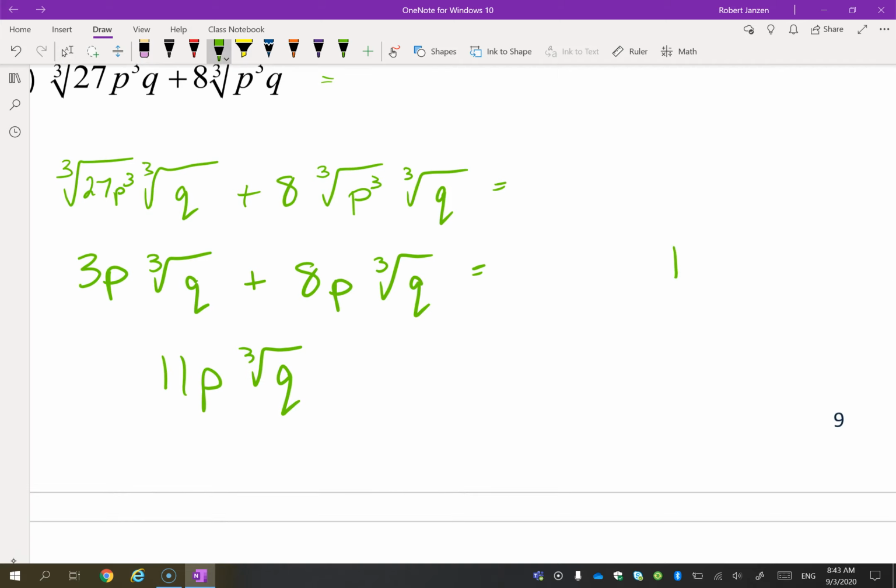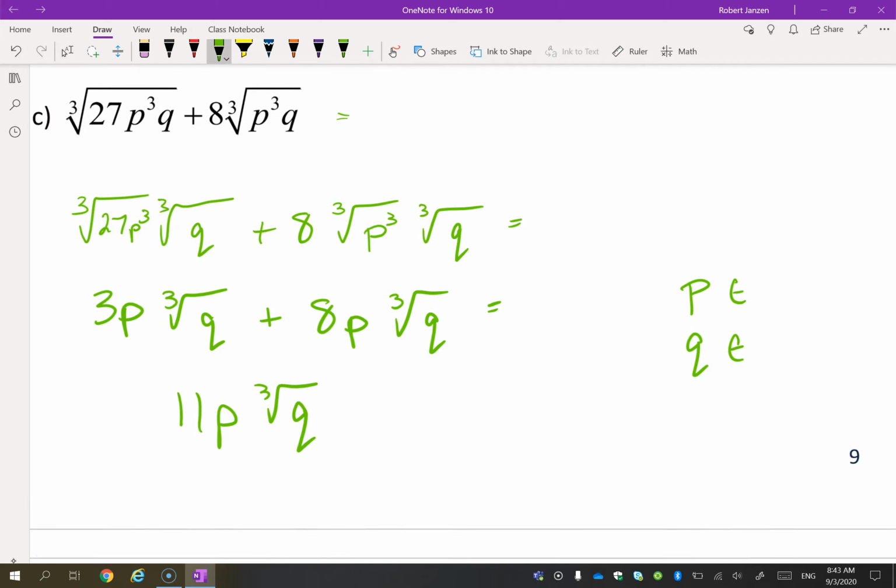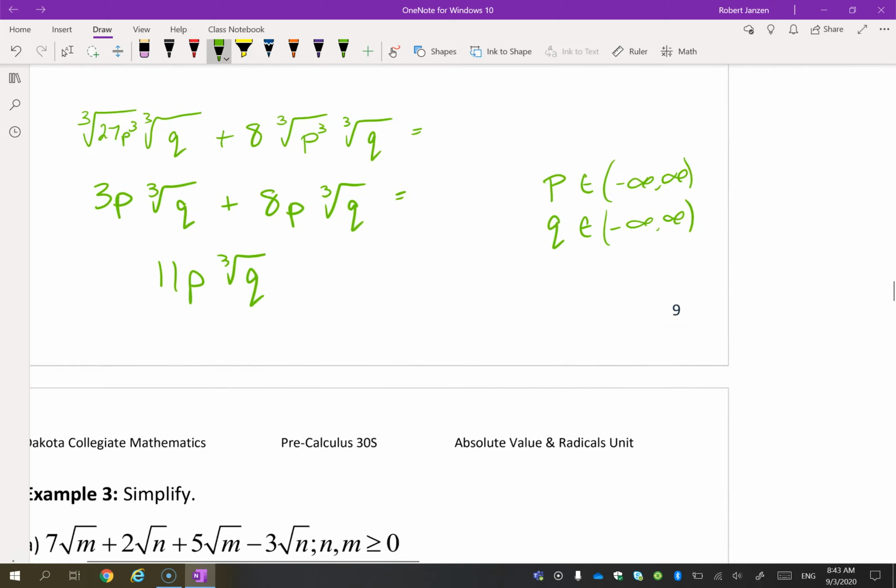Alright, let's talk about what p and what q can be. Again, look at the original question. Well, since it's a cube root, that means it can be positive or negative. So I can just put negative infinity to infinity.